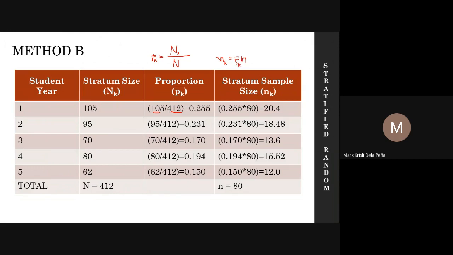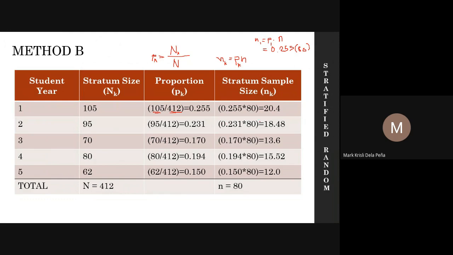Now, if we are calculating for the first stratum, that will be n sub 1 equal to p sub 1 times n, which is 80. So here our p sub 1 is 0.255, multiplied by our target number of samples, which is 80. And that's approximately 20.4.